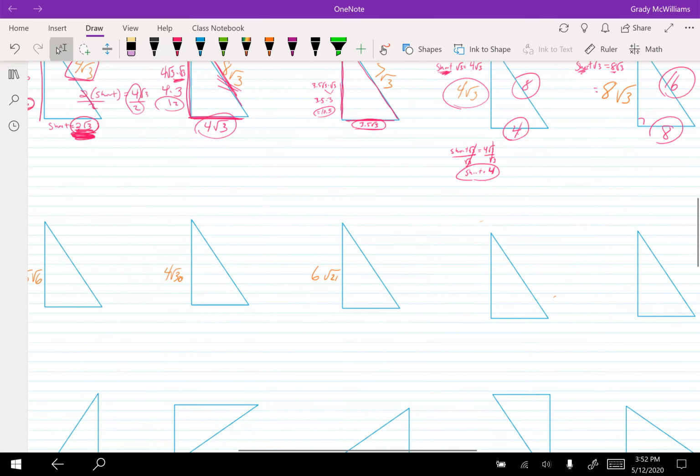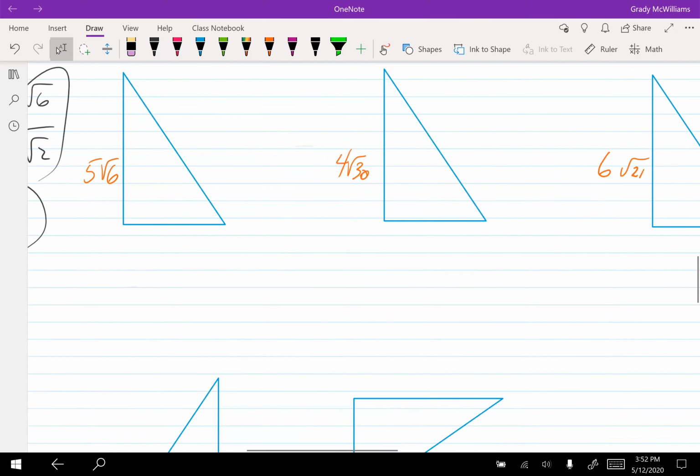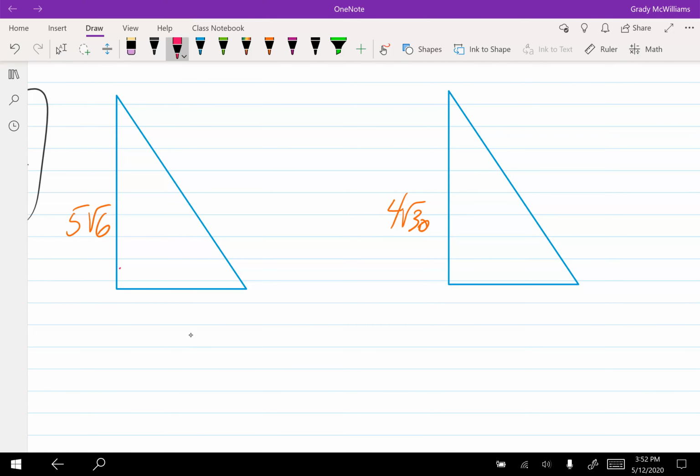Alright, let's go with longer legs that don't have a square root of 3 in it. So something times the square root of 3 ends up being 5 square root of 6. Like I said, you can make this an algebra problem, solve for your x, but this causes some issues for some people. In this case, x ends up being, because the square root of 6 divided by square root of 3 ends up being square root of 2, so it's 5 square root of 2.